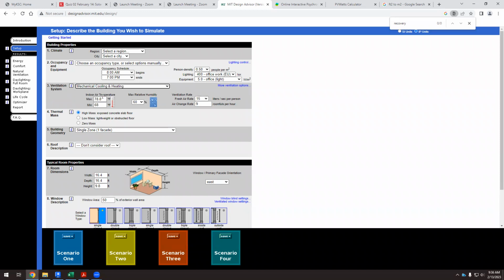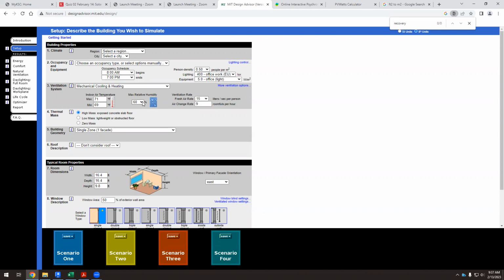So we can specify the indoor temperature. We have specified 70, the maximum and the minimum. So let's say 71 and 69, so the average would be 70. The maximum and minimum mean that if we are above 71, the system stops working, and if we are below 69, the system works again, so that the temperature is always kept between 69 and 71.